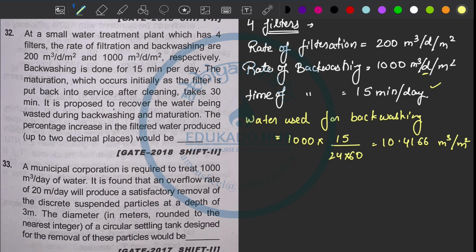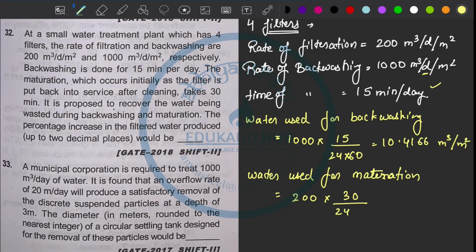I can say that. All right, now if I want to calculate the water used for maturation, the rate of filtration is 200 and the time for maturation is 30 divided by 24 into 60. So after calculating, it comes out to be 4.166 meter cube per meter square. This is the water used for maturation.